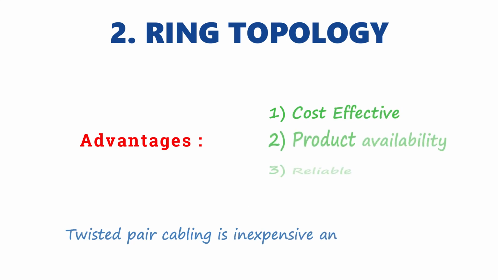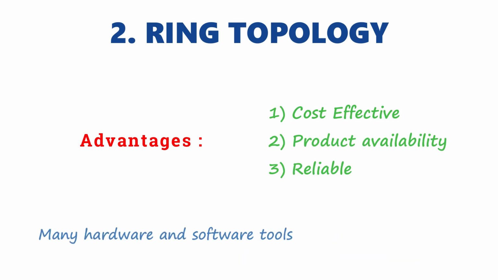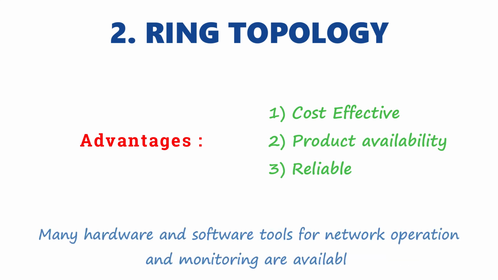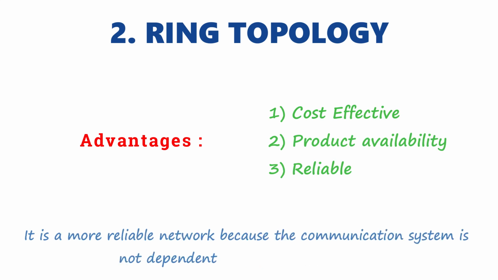Advantages of ring topology. Twisted pair cabling is inexpensive and easily available. Therefore, the installation cost is very low. Many hardware and software tools for network operation and monitoring are available. It is a more reliable network because the communication system is not dependent on a single computer.